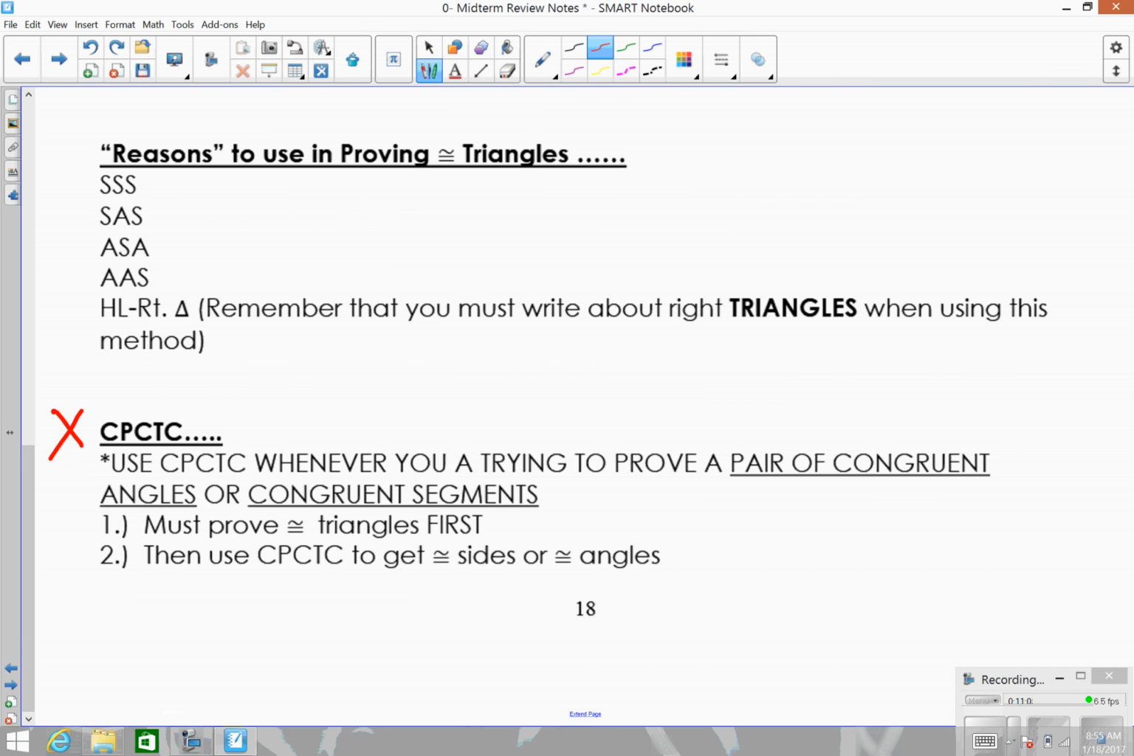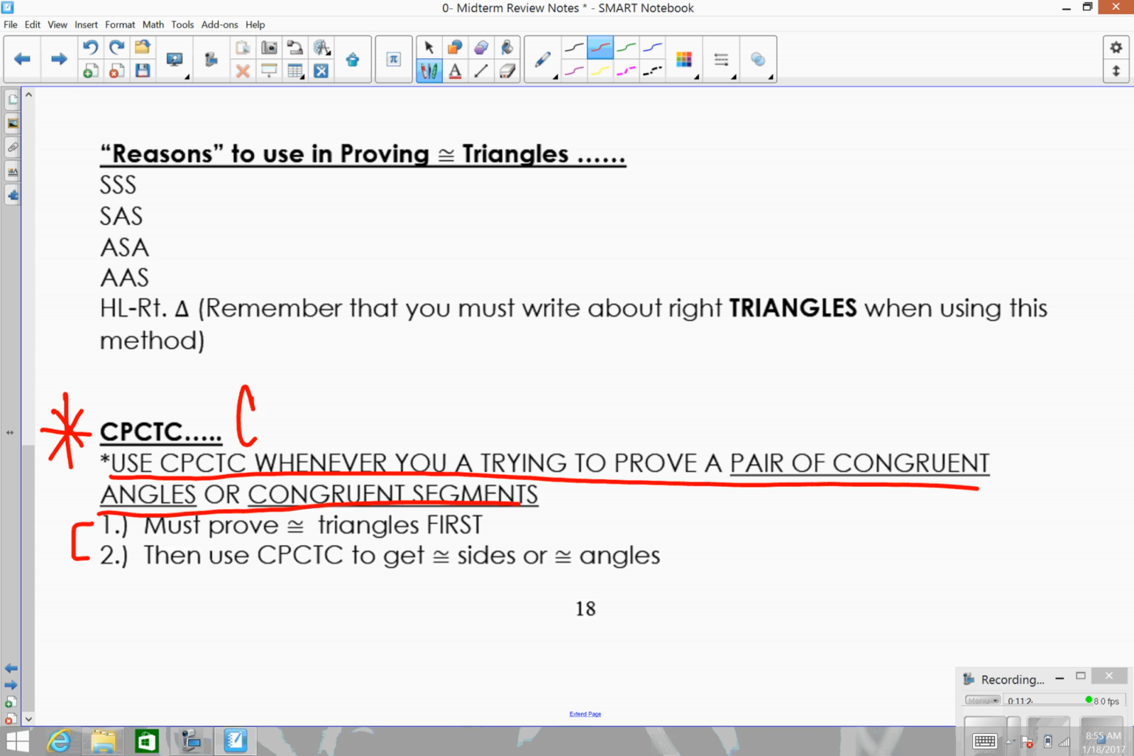And then just remember CPCTC. This is whenever you're trying to prove congruent parts. So congruent sides or congruent angles. And whenever you do this, you have 2 steps. You always have to prove that the triangles are congruent. And then you can say, well, then all of the corresponding parts are congruent. So that's what CPCTC stands for.